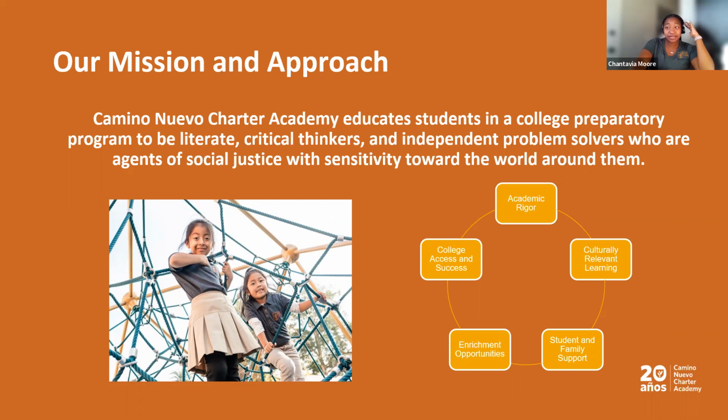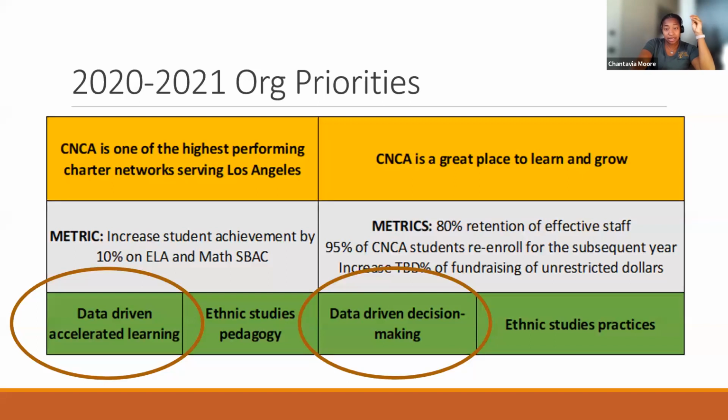So Camino Nuevo has actually been around for 20 years serving the LA community. And I would say over the last 2 to 3 years, our senior leaders have become very keen on using data to solve the issues that have presented themselves within the district. Here's just a snapshot of our 2021 org priorities. They actually stayed stable for 2 to 3 years in a row.